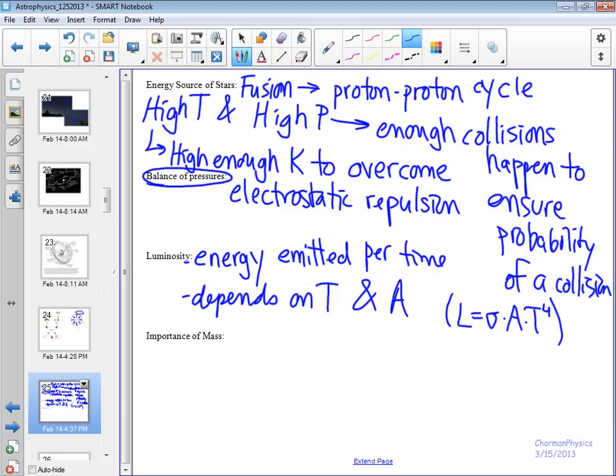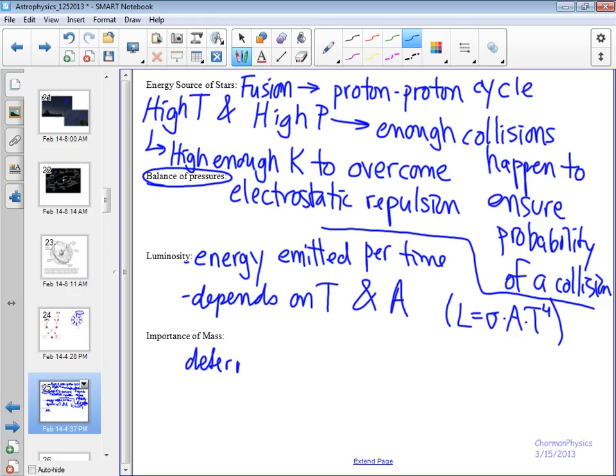So this gets at this equation right here. L, instead of P, equals the Stefan-Boltzmann constant times the surface area times the temperature to the fourth power. That's the equation that we'll be using when we study this. Okay? So the important thing here, right, we're going to get to this in a little bit, is that mass actually effectively ends up determining that luminosity.